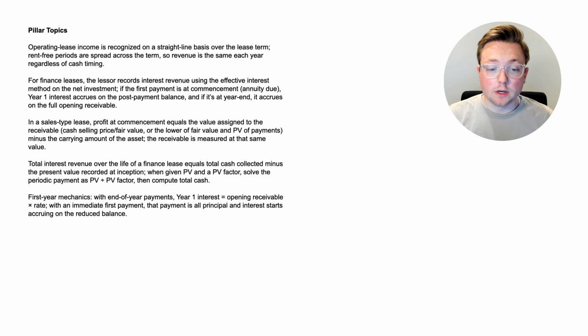Now let's go to the next one. Total interest revenue over the life of a finance lease equals total cash collected minus the present value recorded at inception. When given present value and a present value factor, solve the periodic payment as present value divided by present value factor, then compute total cash.